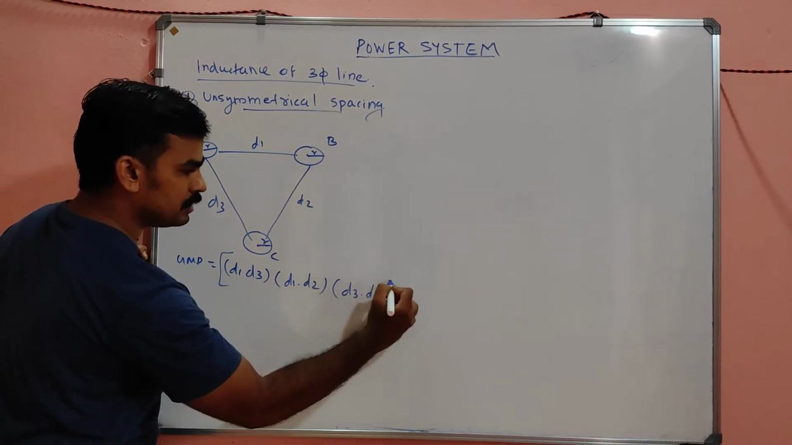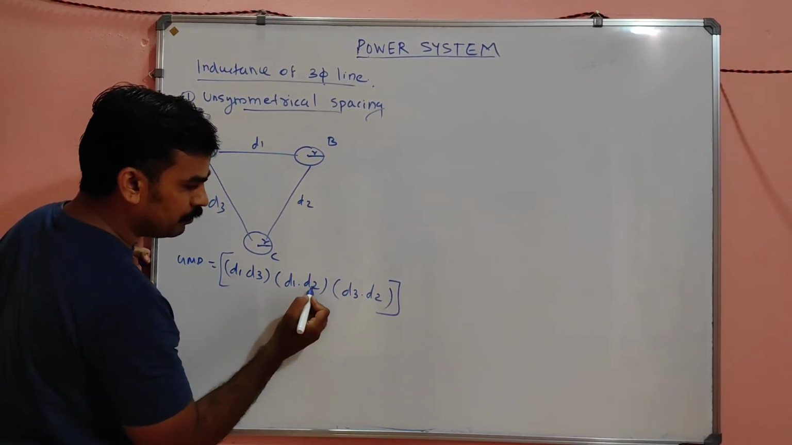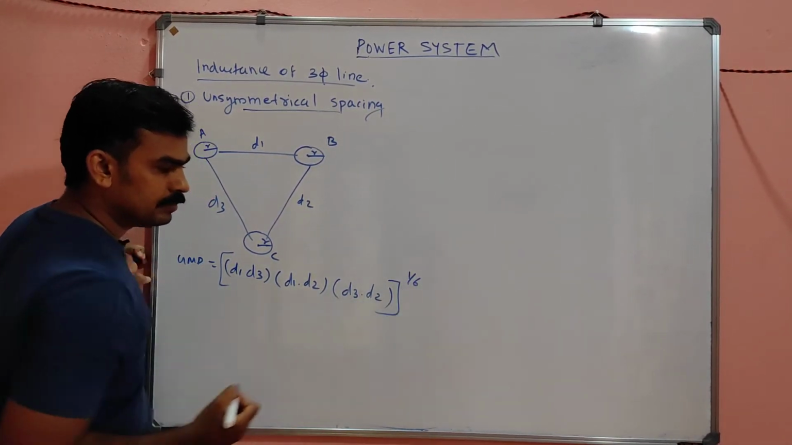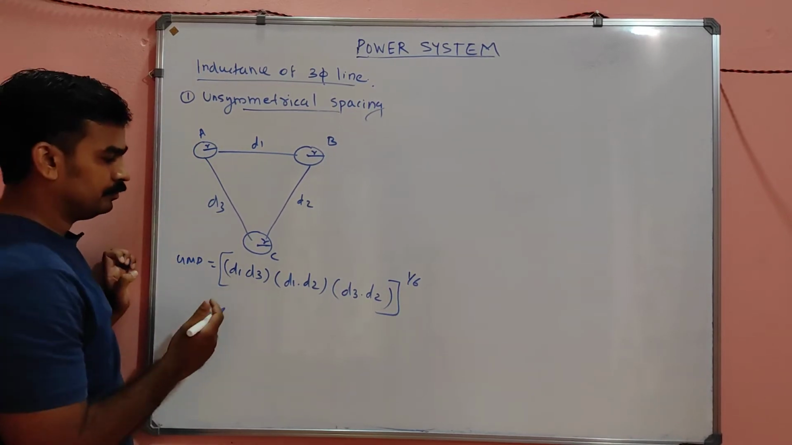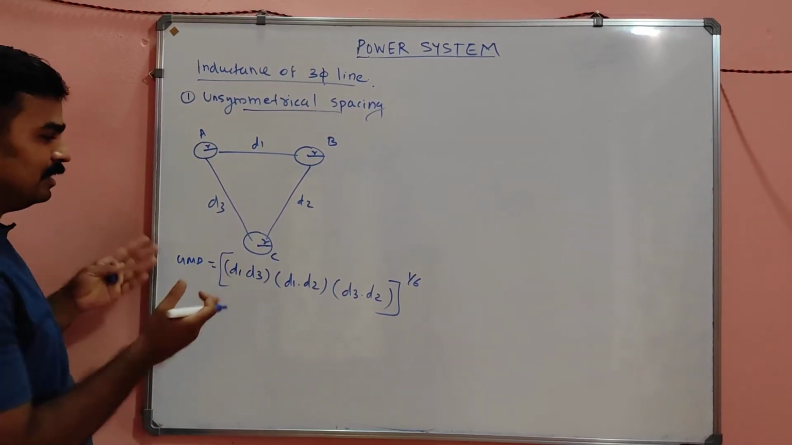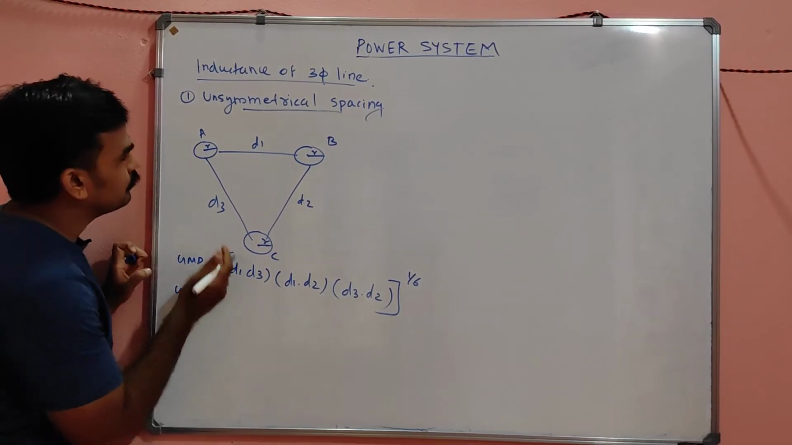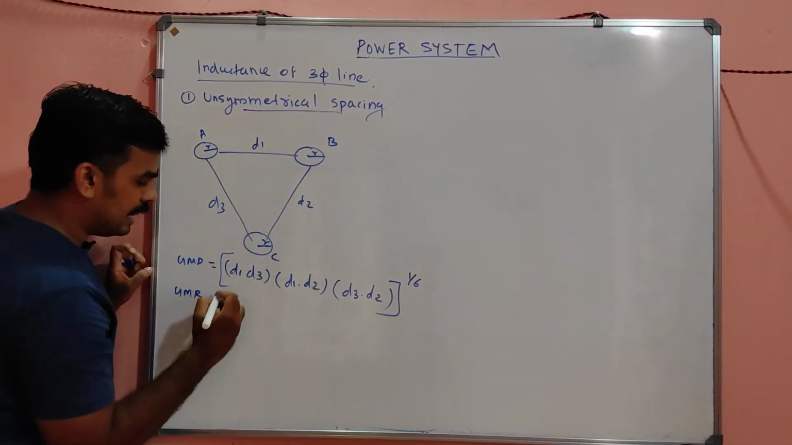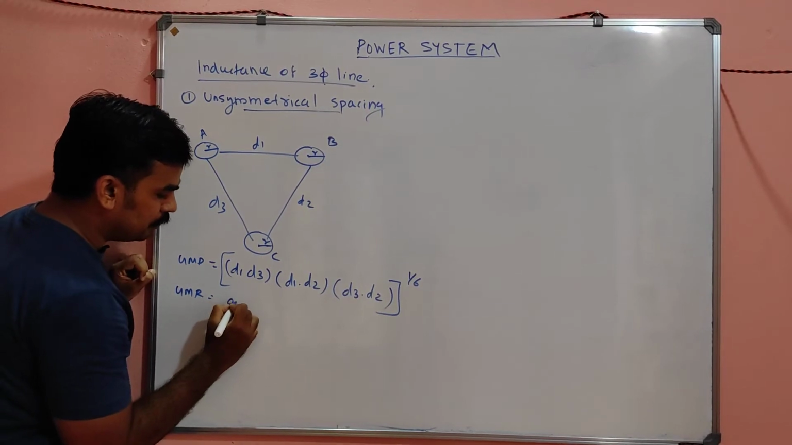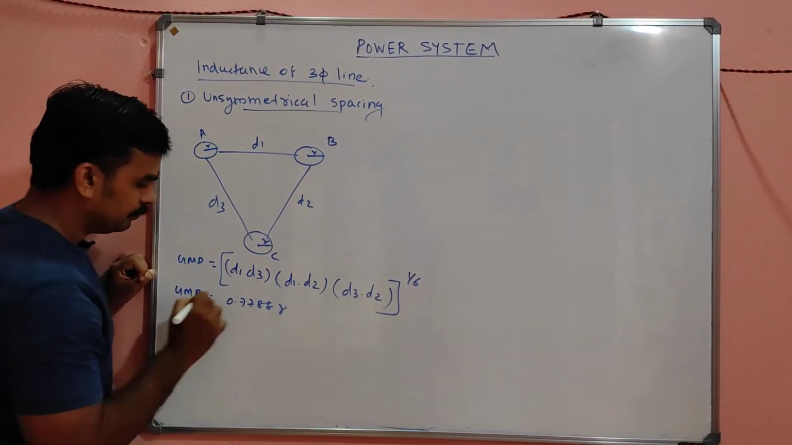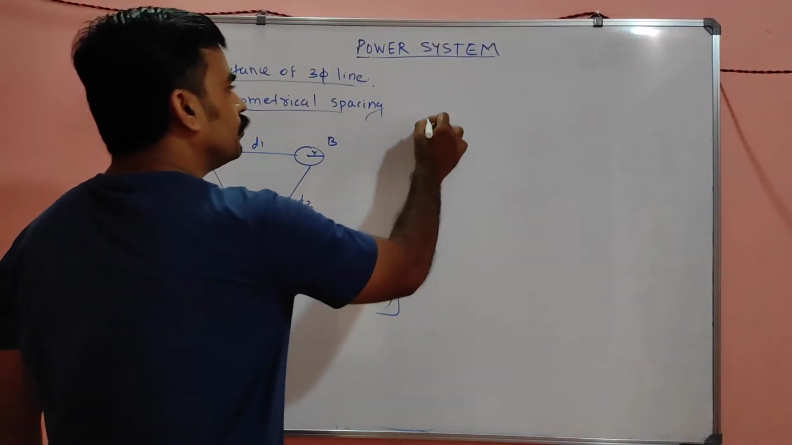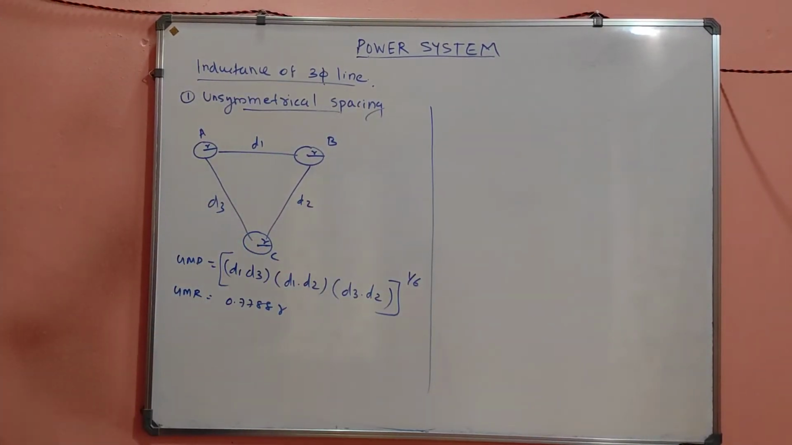Total how many terms? 1, 2, 3, 4, 5, 6, and raised to 1 by 6. That's all. Nothing more, nothing less. GMD. GMR is nothing but again symbol R, each conductor having radius R. So 0.7788 R. This is another type of unsymmetrical spacing.